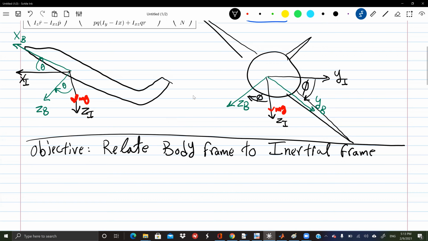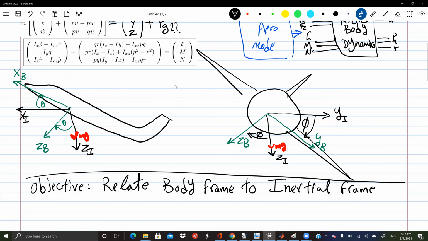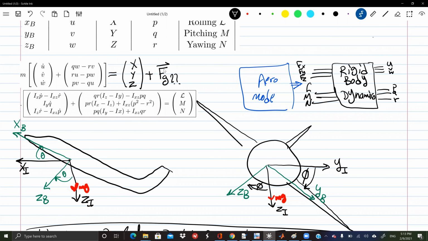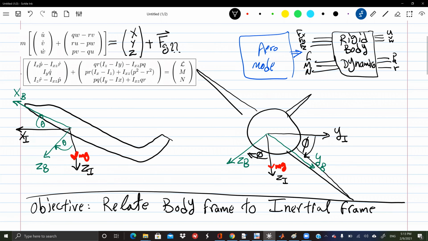In particular, what I really need here to complete the equations of motion is the gravity. I know the gravity in the inertial frame. What are the components of the gravity in the inertial frame? Well, it's straight downward. So it's 0 in X, 0 in Y, and mg in Z. So I know indeed the gravity as a vector in the inertial frame. It's 0, 0, mg.